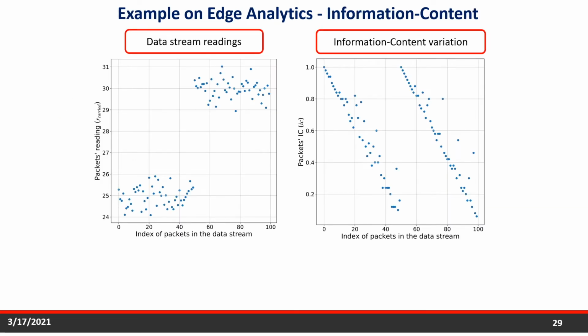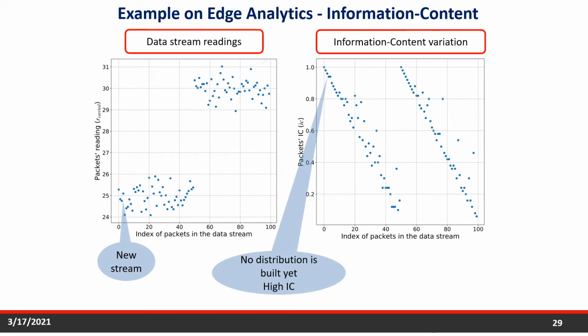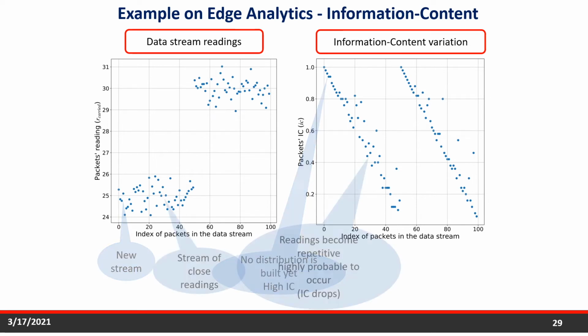As an example of edge data analytics, we have used edge routers to evaluate the information content of the incoming data streams. The information content is evaluated using the probability distribution of the data in the stream. When a new stream arrives, there will be no probability distribution built, and the information content is therefore high. As the stream continues, data may become repetitive and highly probable to occur, which results in a continuous drop in the information content.